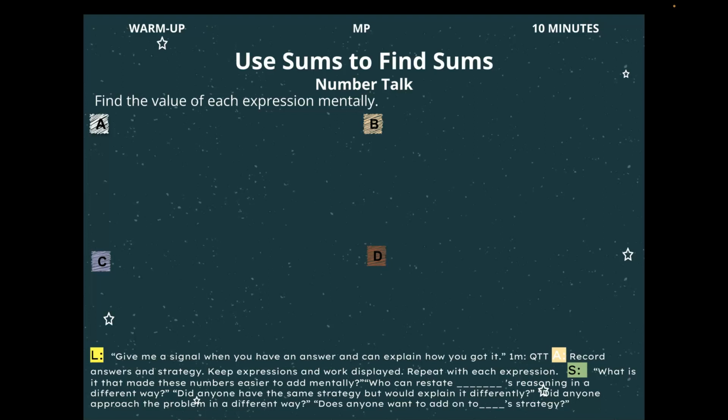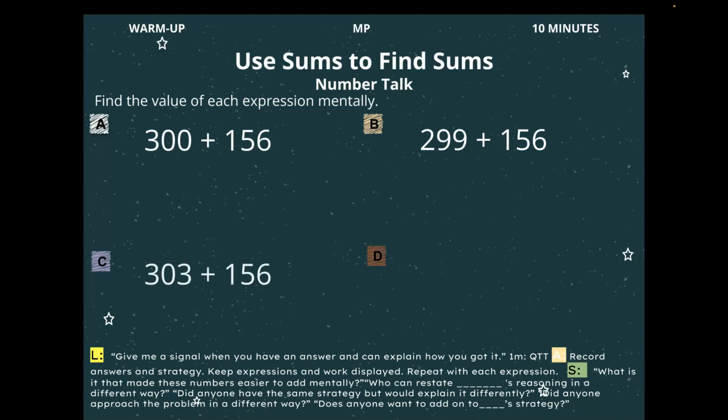I want you to find the value of each expression mentally, and then you can also write it on your paper so that we can see what you've done. So the first one is 300 plus 156. The next one is 299 plus 156. C is 303 plus 156. And D is 204 plus 376.